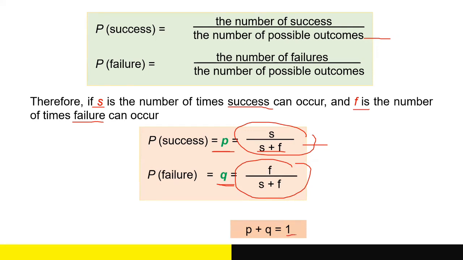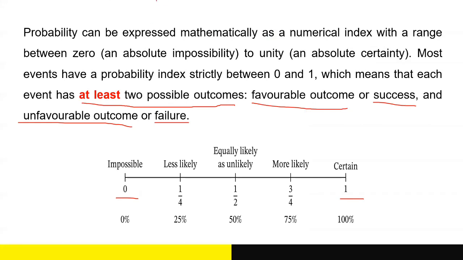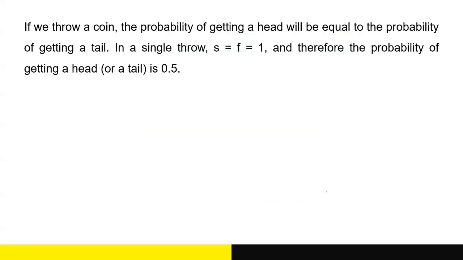If you are wondering why it equals 1, it is because the probability of success is 1/2 and the probability of failure is 1/2. So this satisfies the equation p plus q equals 1. Like what we said earlier, this means there are at least two possible outcomes, where success is represented by p and failure is represented by q. So p plus q gives us 1.